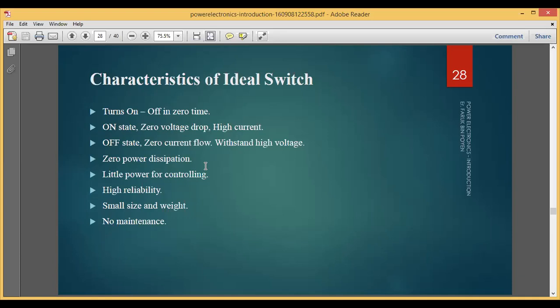Then they are very highly reliable. They are small in size, less in weight, and have zero maintenance cost. Whenever a device is small in size and its weight is very less, obviously only a very small amount of maintenance is required when it comes to such type of device characteristics.